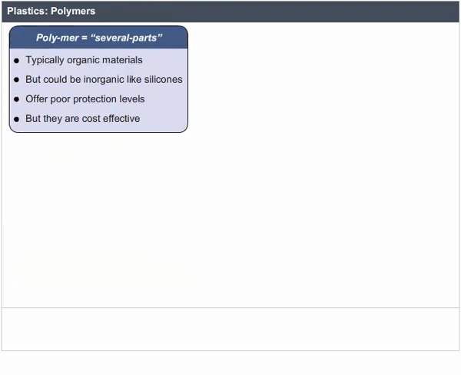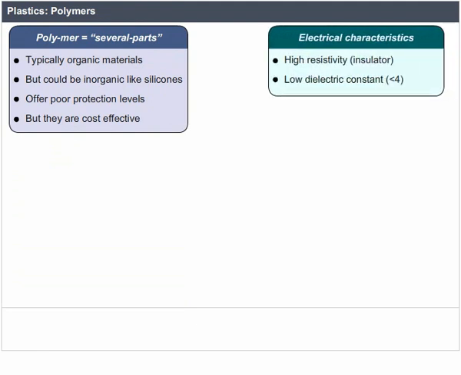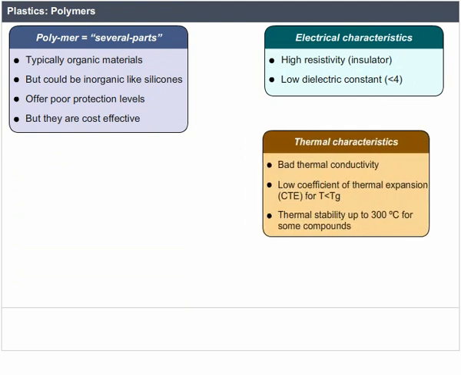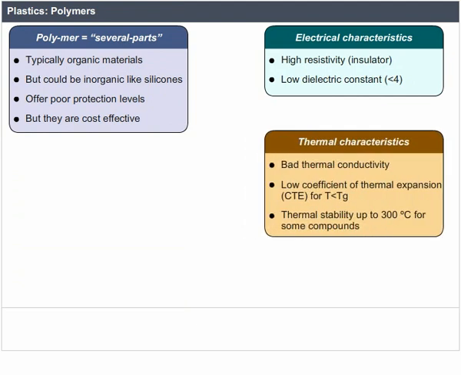Plastics, polymers. Polymer means several parts; they are typically organic materials, but could be inorganic like silicones. They offer poor protection levels, but they are cost-effective. Electrical characteristics: high resistivity, insulator, low dielectric constant, less than 4. Thermal characteristics: bad thermal conductivity, low coefficient of thermal expansion.